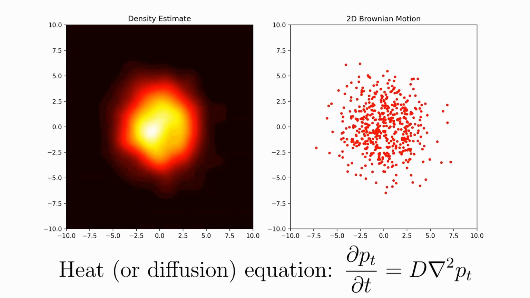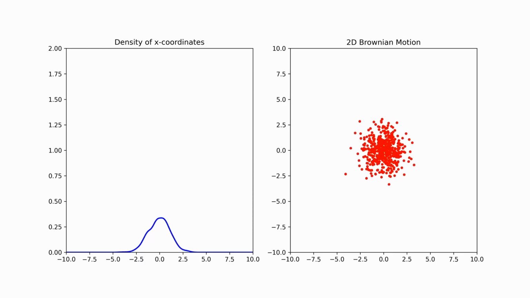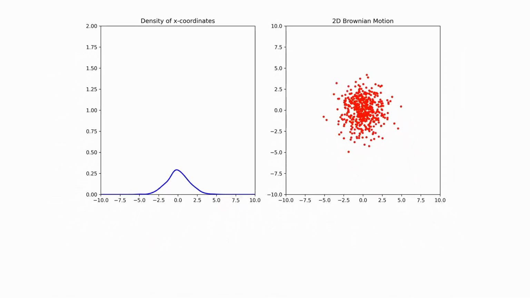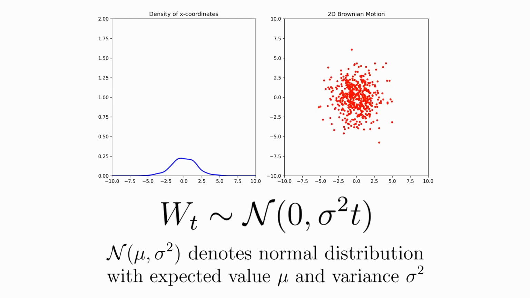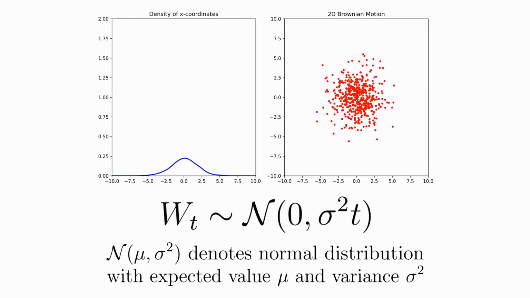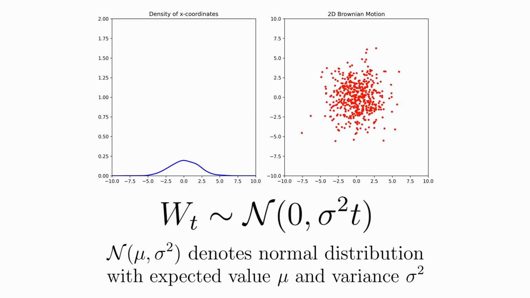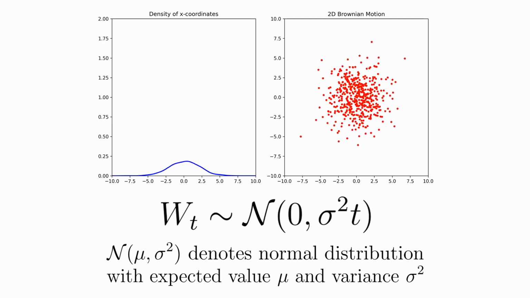Let's look again at the diffusion process, but this time at the density of the x-coordinates. The density of the x positions turns out to be approximately a normal distribution whose variance increases linearly over time. In other words, the random variable representing the position of the Brownian motion is normally distributed with a variance that grows linearly in time. This is consistent with the diffusion equation. The diffusion coefficient is half of the factor in the variance.